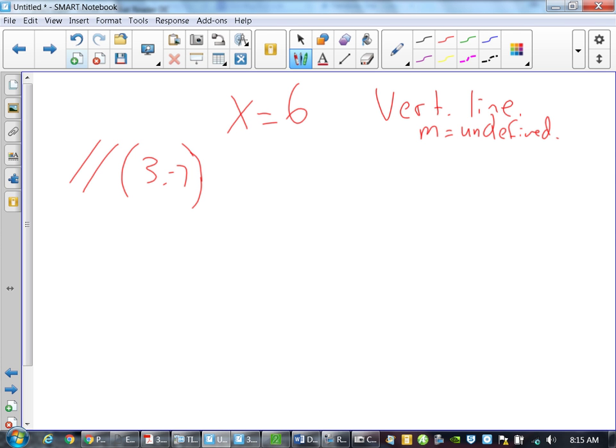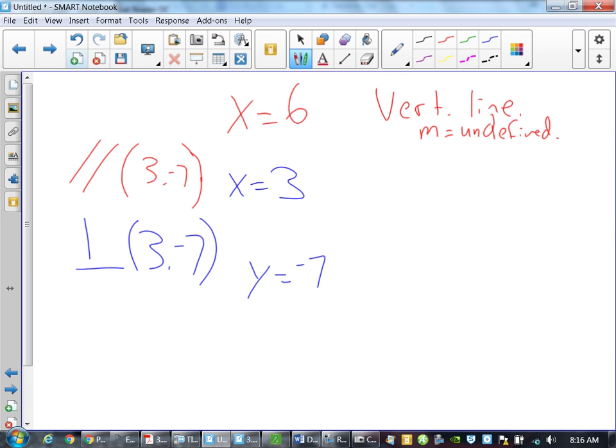So if I want to be parallel to x equals a number, what would be parallel to x equals? x equals. So what does x equal in this ordered pair? 3. So it would be x equals 3. If I wanted to be perpendicular through that point, if I wanted to be perpendicular to an x equals, my answer would have to be, very good, a y equals. You got it.